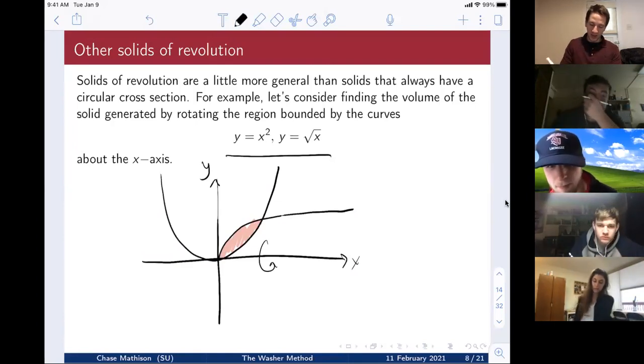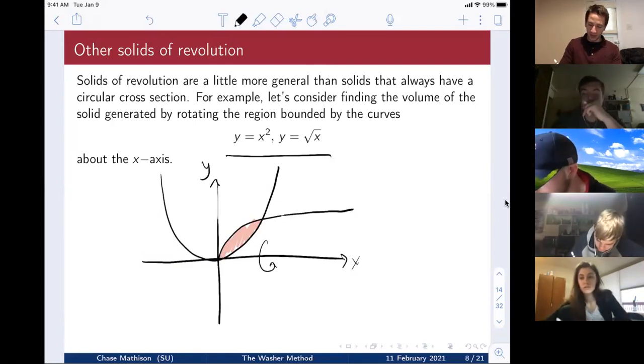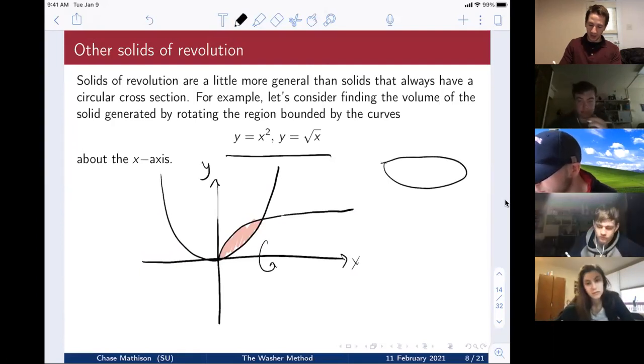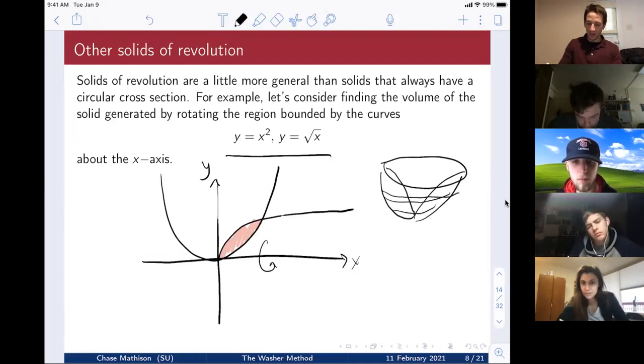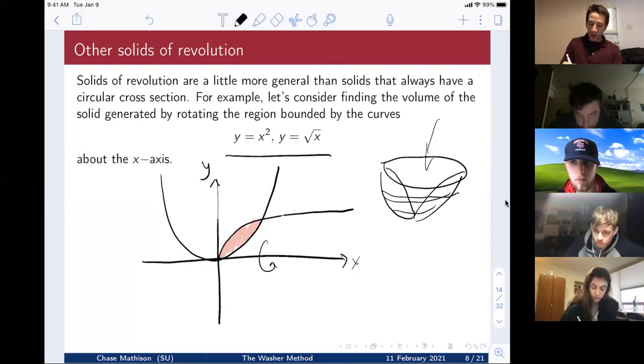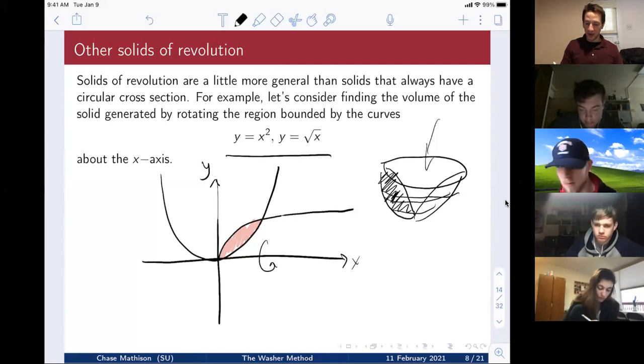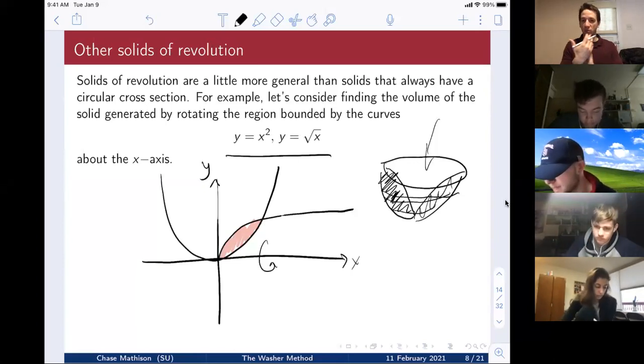If you rotate that about the x-axis, you'll end up with some shape that kind of looks like a bowl, a sort of fat bowl. It'll do something like that. It'll have a sort of cavity inside. And when we say we want to find the volume of revolution, we're really saying we want to find the volume taken up by that region. We're not finding the volume of the cavity. We're finding the volume taken up by that region as it sweeps out a solid about the x-axis.